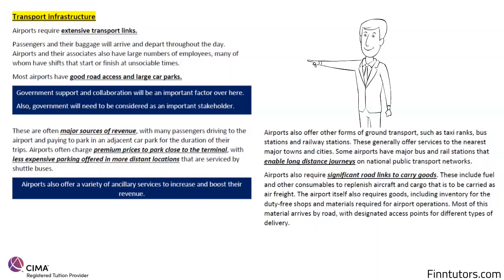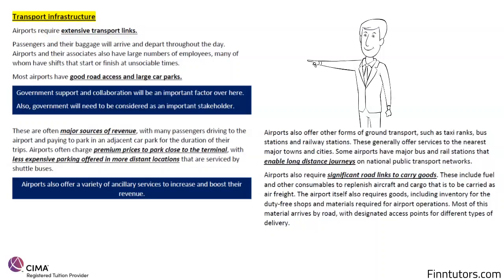These are often major sources of revenue, with many passengers driving to the airport and they'll pay to park at the airport. This is one of the major sources of revenue for an airport. Sometimes airports will charge you premium prices when you park close to a terminal. If you park away from the terminal, you're charged a little bit less. Airports also offer a variety of ancillary services or extra services to increase and boost their revenue, for example, parking or premium parking.